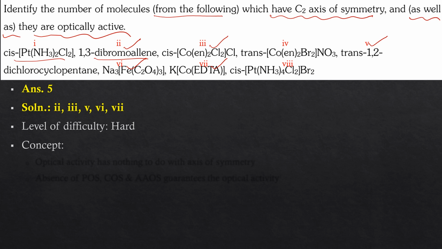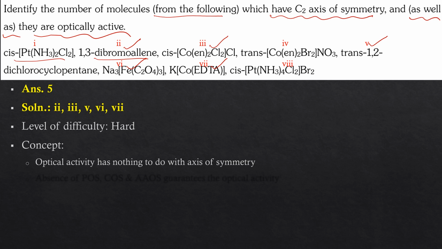It is not, because there are many molecules. Actually, in our given example, all the 8 molecules have at least one C2 axis of symmetry present, and this C2 axis of symmetry has nothing to do, not only C2, it can be C3, C4, C5, C6, whatever. Any axis of symmetry has nothing to do with the optical activity of a given compound. This is one important point which has been tested in this particular question. So if someone has any ambiguity, they may not get this question correct.